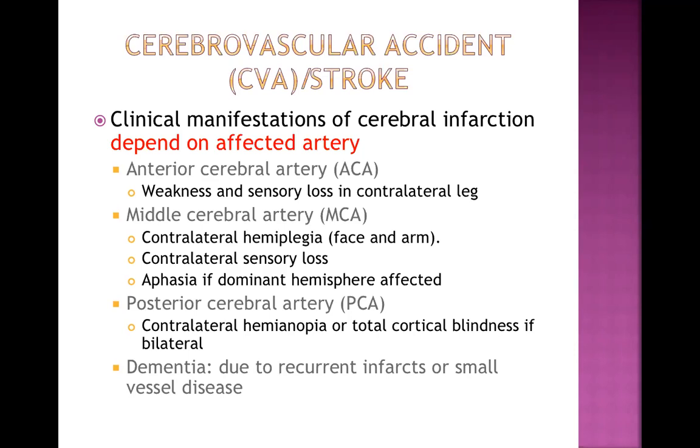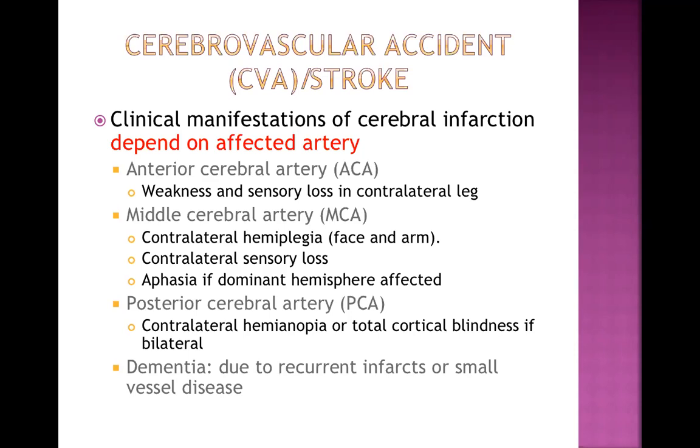Now, what do you mean by dominant hemisphere? It depends on whether you are a right-handed person or a left-handed person. In this world, the majority of people are right-handed. So, if I am a right-handed person, the dominant cerebral hemisphere in me is the left cerebral hemisphere. It's the opposite one, isn't it? Because the opposite hemisphere will control our limbs. So, if the left cerebral hemisphere is ischemic or it develops infarction, then the person will develop aphasia.